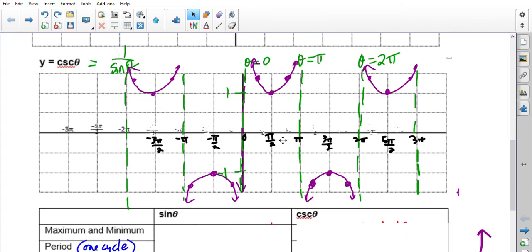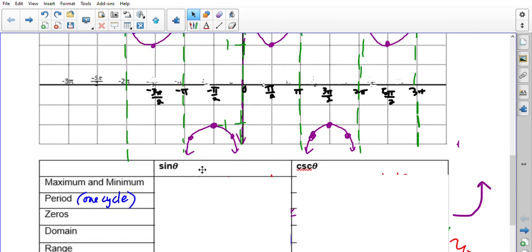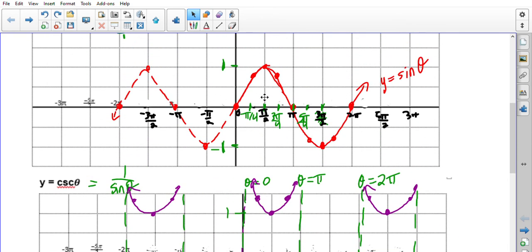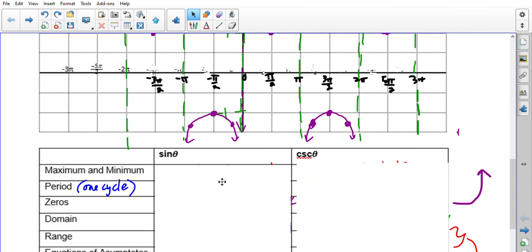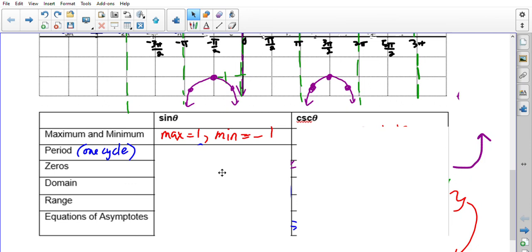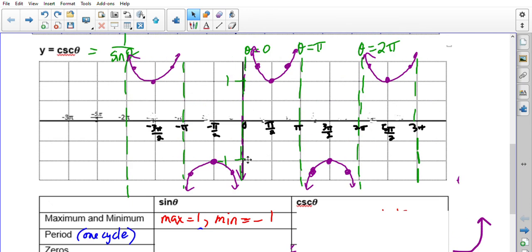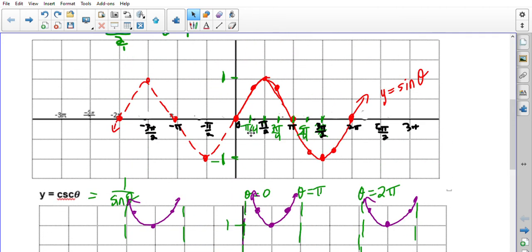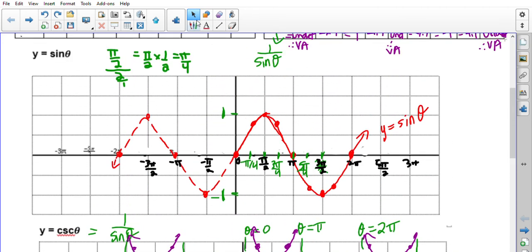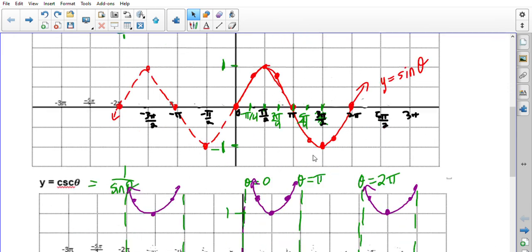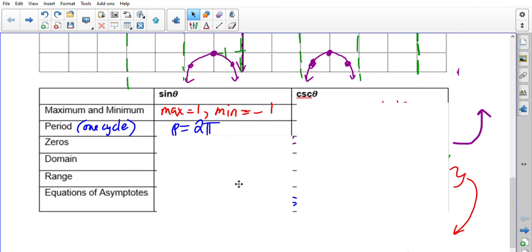So now we're going to summarize our findings here. So for the sine function, we know that our maximum and minimum values, our max is at 1 and our min is at negative 1. The period of the sine cycle, so that's how long it takes to complete one cycle. Okay, so that would be from here to here. That's when the shape starts repeating itself. So from 0 to 2 pi, and then after that it repeats. So the period of that is 2 pi.